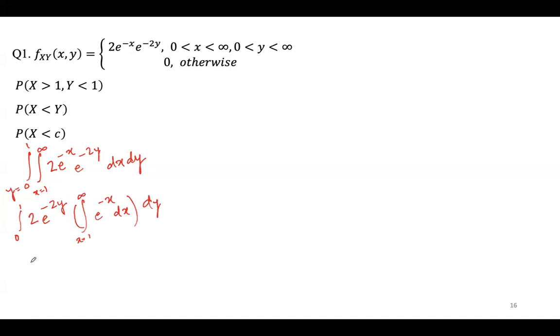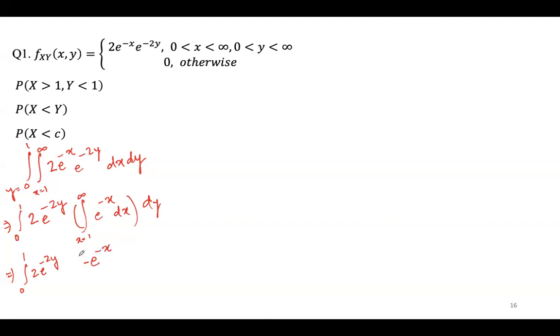So I'm going slowly. Bear with me. I don't want to make any mistakes, and I just wanted to be clear. So this is there, 0 to 1, 2, e to the power minus 2y. Now, the integration of e to the power x is e to the power x. And whatever the power is, it comes as 1 upon it. So here it's minus 1 by e to the power x. So it's going to be minus e to the power minus x.